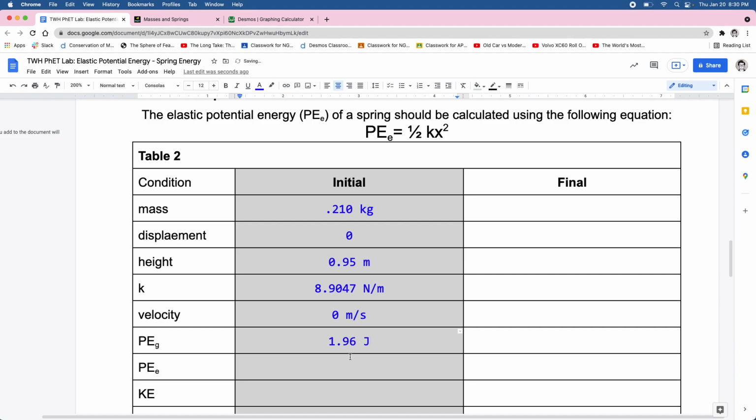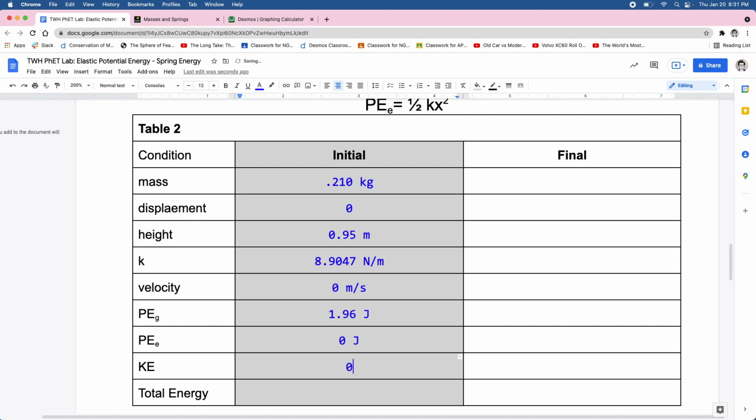1.96 joules. All right, so now my elastic potential energy equation is 1/2 kx squared. But because my displacement, my x value, is 0, I know that my entire elastic potential energy is 0 here. And I know that my velocity is 0, so my kinetic energy is 0. And so simply my total potential energy is all in the form of my gravitational potential energy, and it is 1.96 joules.